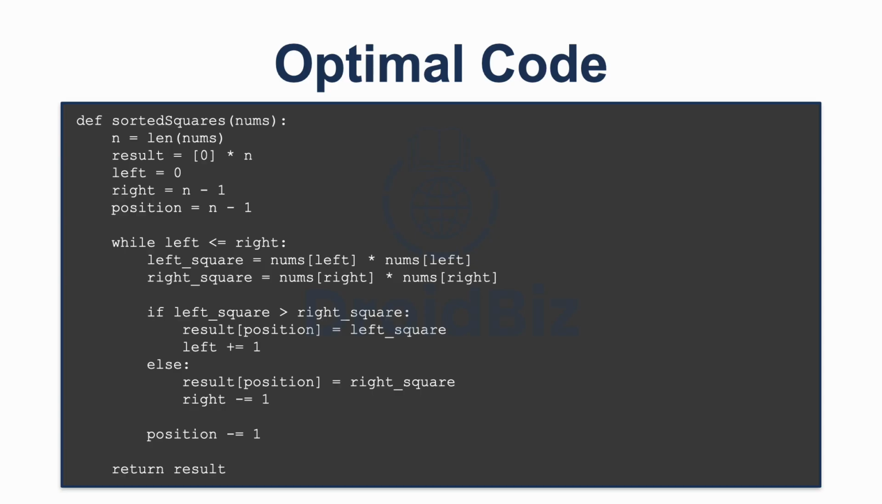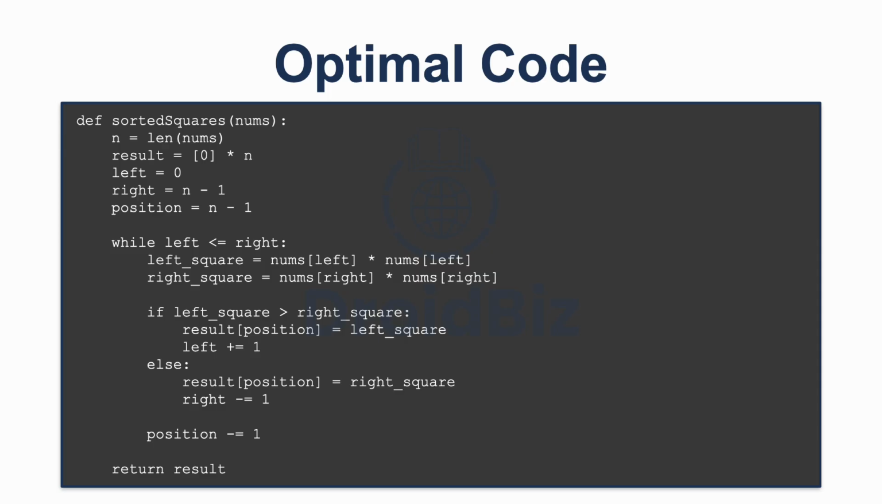Here's the optimal code implementation. We define a function sorted squares that takes nums as input. First, we get the length n. We create a result array of size n initialized with zeros. We set left pointer to 0, right pointer to n-1, and position to n-1.